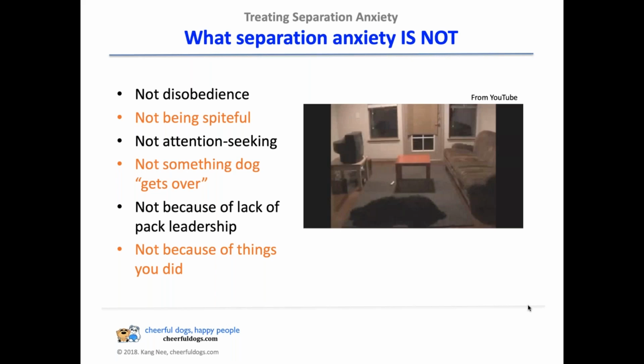As far as I know, this is not one of our clients, it's not mine, and neither do I think it's one of my colleagues. But this is just to show you what are some of the behaviors that you may see in a dog with separation anxiety.